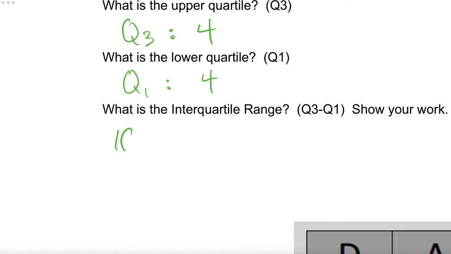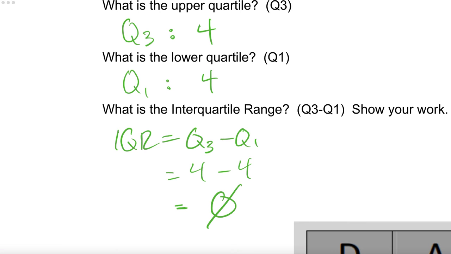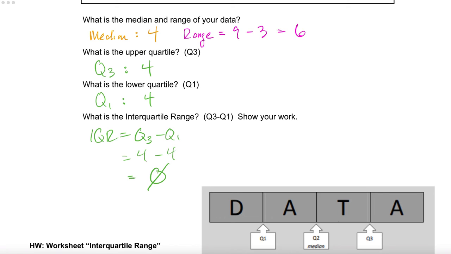So now to calculate the interquartile range. The interquartile range is equal to the upper quartile minus the lower quartile, which is 4 minus 4, which is going to give us 0. Does that make sense? It does.